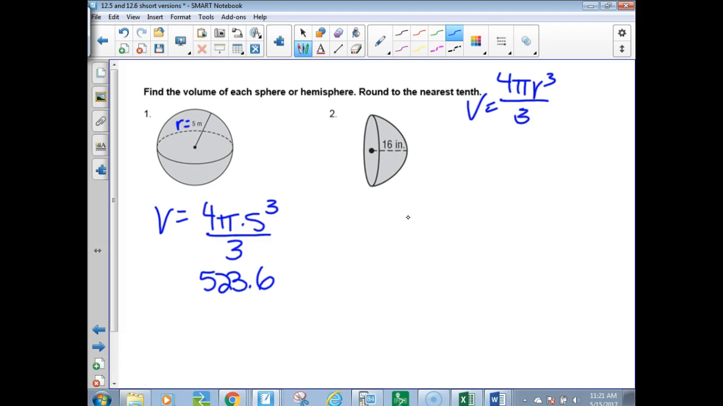Okay, number 2. This one has a radius of 16, but it's only how much of a sphere? It's a half a sphere. So this is a hemisphere. A hemisphere, we're just going to do the same formula, and then we're going to divide by 2 at the end. 4 pi times 16 cubed. This is going to be pretty big. Divided by 3. And then we're going to divide that by 2, because it's only a hemisphere.